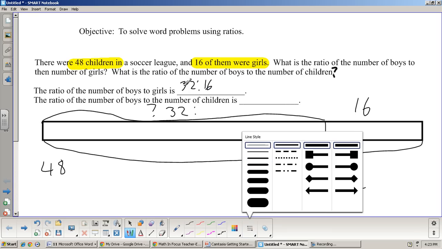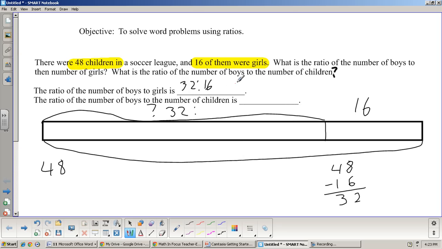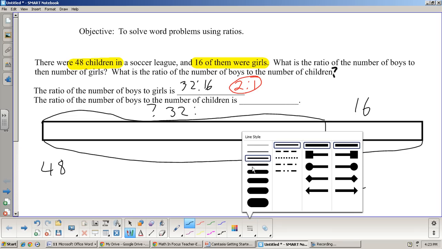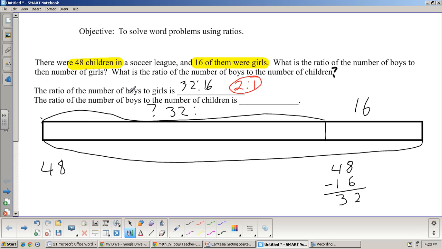I know that there is a factor that can go into both of these. What is the greatest common factor that can go into 32 and 16? It's 16. 16 can go into 32 twice. 16 can go into 16 once. So my answer here is 2 to 1. The ratio of the number of boys to girls is 2 to 1. I always want my ratio answer in simplest form. Always, always, always.